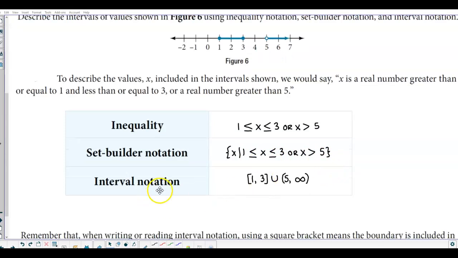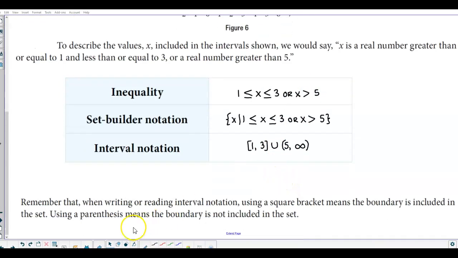And then in interval notation, we can just take it from our inequality. We know that we're going to have a bracket at 1, starting at 1, comma 3 with a bracket, union, parenthesis 5 going towards infinity. Now remember that when writing or reading interval notation, using a square bracket means the boundary is included in the set. Using parentheses means the boundary is not included in the set.